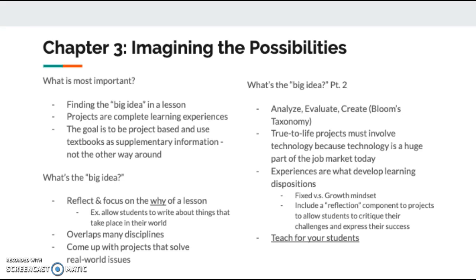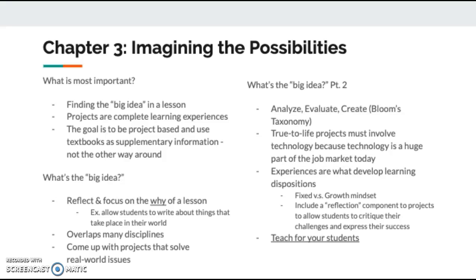And so how do you find the big idea? You want to reflect and focus on the why of a lesson. An example they gave was a teacher who allowed students to write articles that were submitted to be published in the newspaper about fishing and things like that, because that's what was big in their town. You want them to be able to relate that back to their real life.